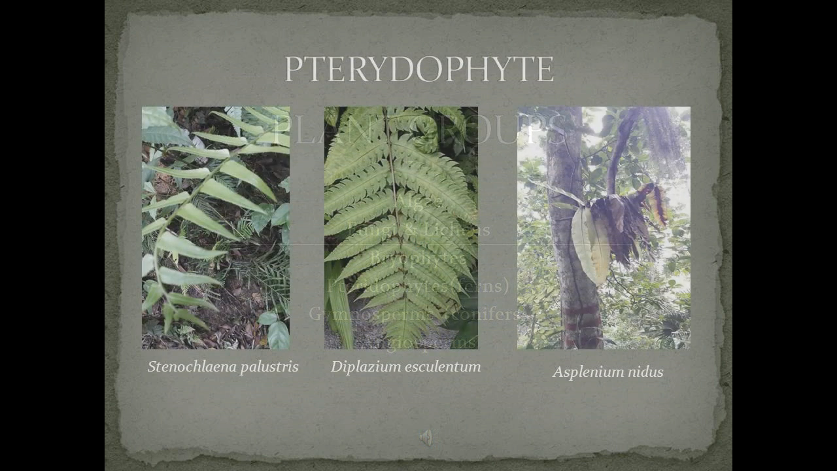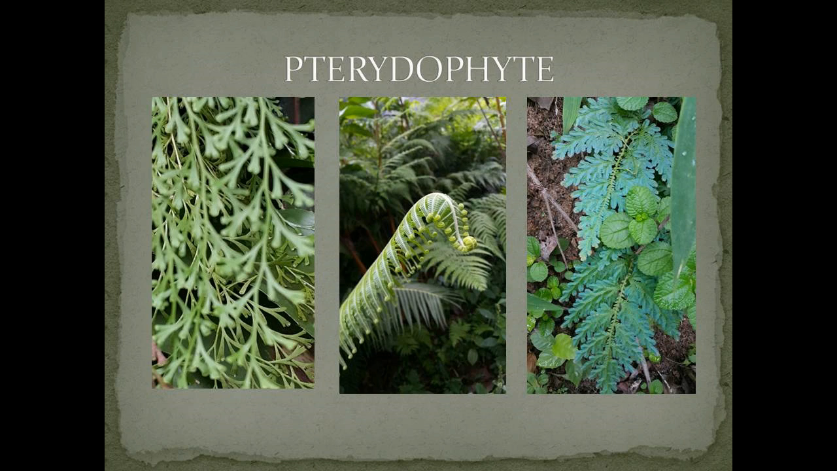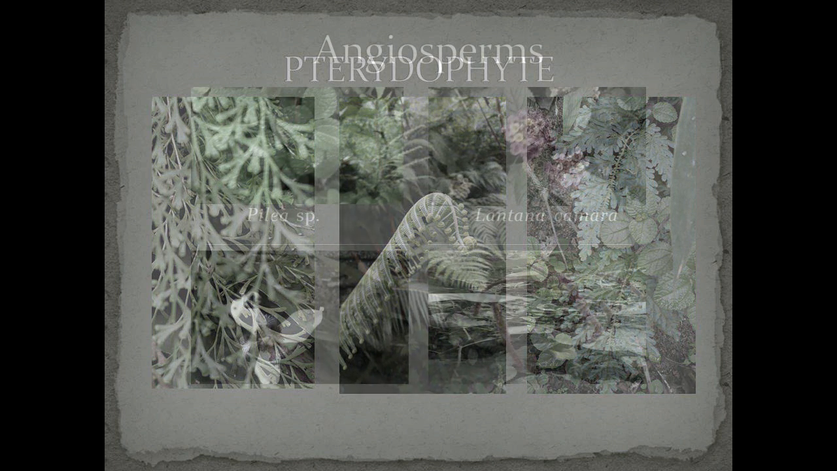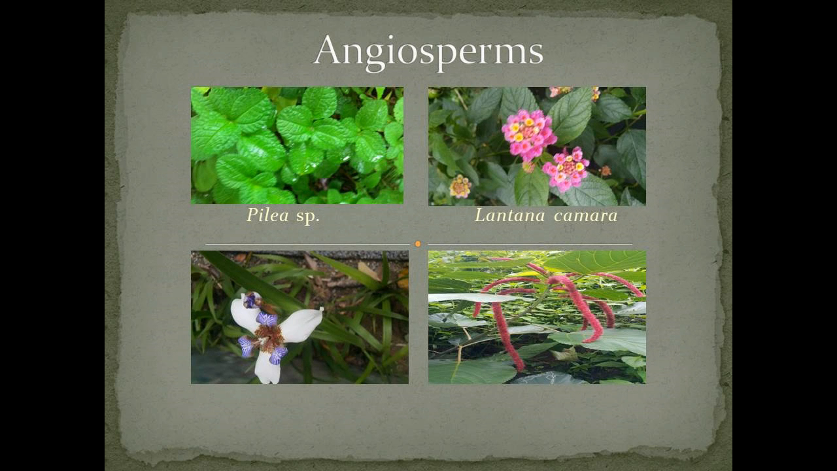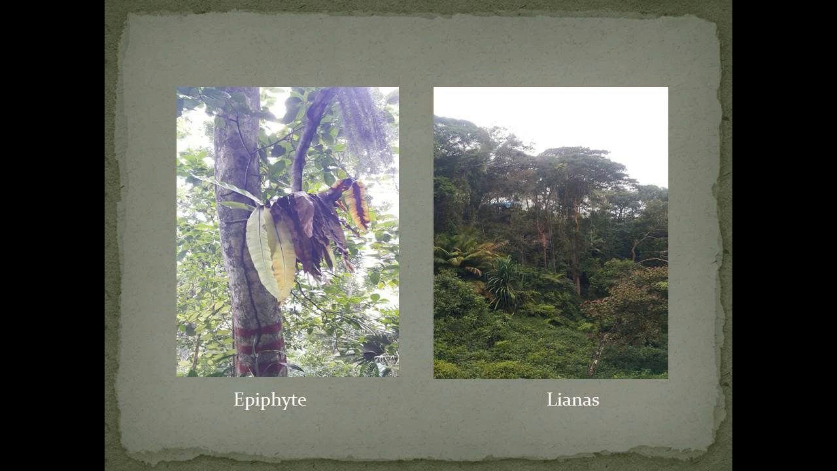This is some example of pteridophyte. And also, this is the example for angiosperm that we can see at Penang Hill. Next, for the vegetation structure and other growth forms. At Penang Hill, there are many tall trees. This is some example of the tall tree. Penang Hill also has epiphytes and lianas.